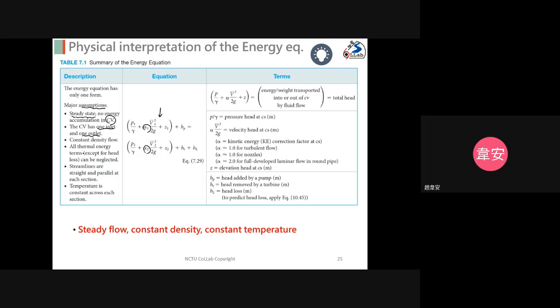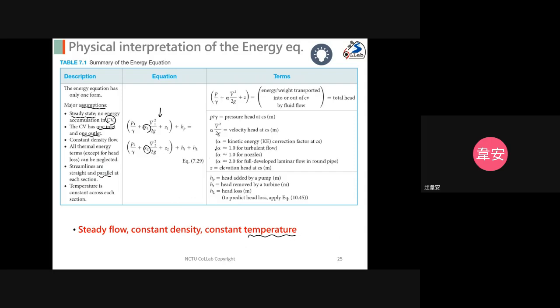And we assume the flow direction is parallel to the control surface normal vector. Okay, and the temperature for our problem is always constant. This is based on having constant temperature in the closed system, to satisfy the first law of thermodynamics. The energy is conserved.